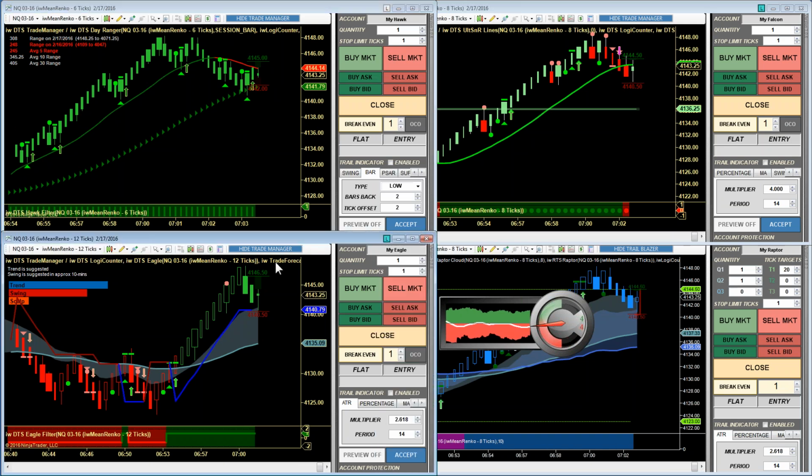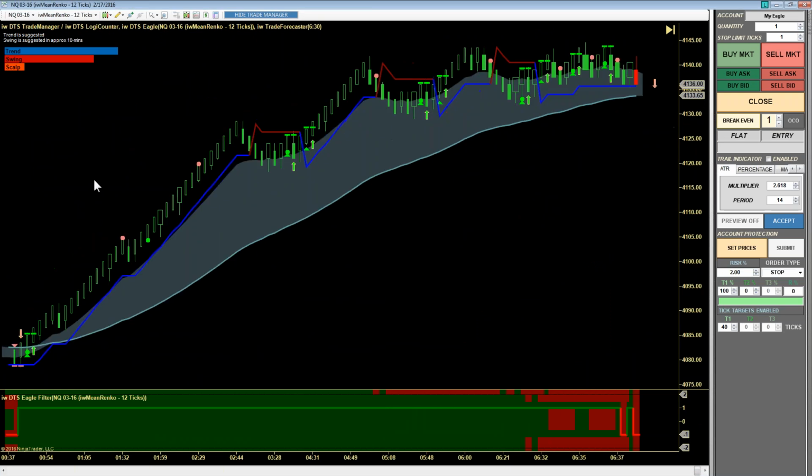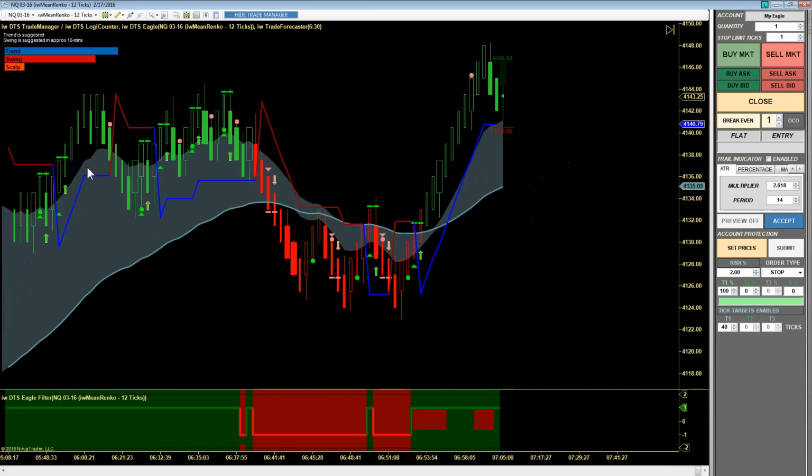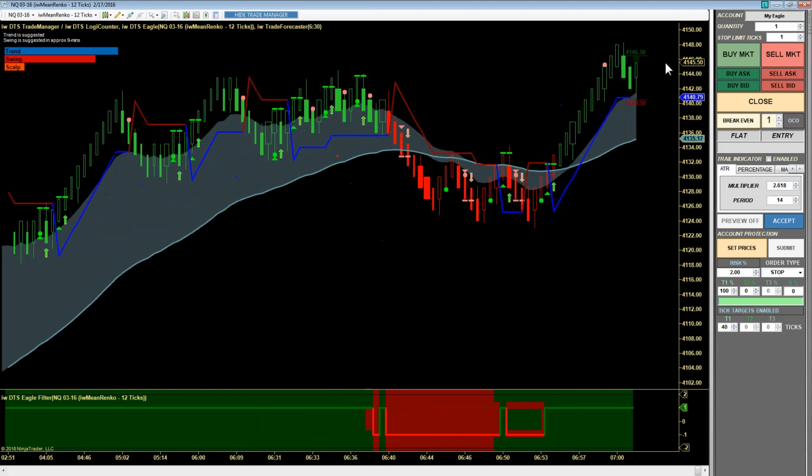Trade forecaster. This is another system add-on, meaning that you can use it on any chart, a time-based chart, a tick chart. It does not have to be a DTS chart. Trade forecaster says we're currently in trend mode, swing mode up in about 10 minutes. So you can kind of see that trend mode dying down a little bit, and perhaps the market is going to be a little choppier after this.